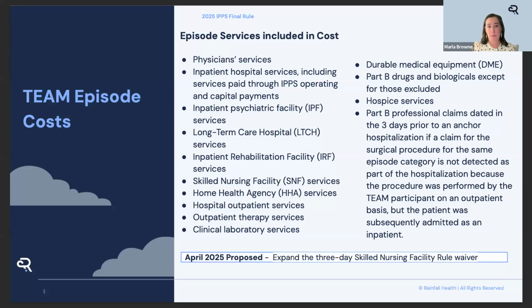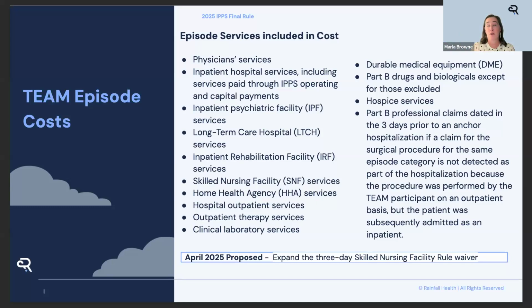Okay, one thing I do want to point out here with physician services, in the final rule, primary care referrals is a requirement. So patients transitioning, they have to have a primary care referral. But in the April proposed rule, CMS is seeking comments regarding this requirement. So we may see some changes there in an upcoming final rule before TEAM goes into effect in January.